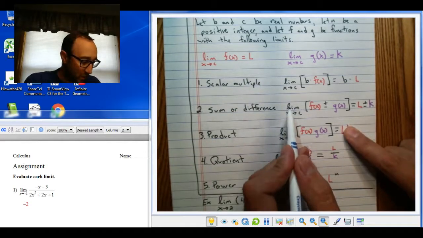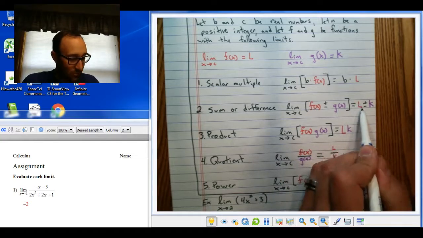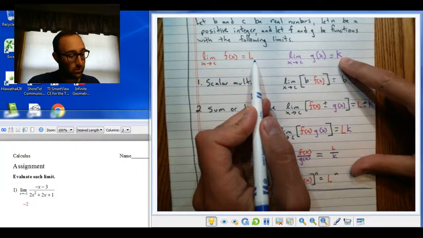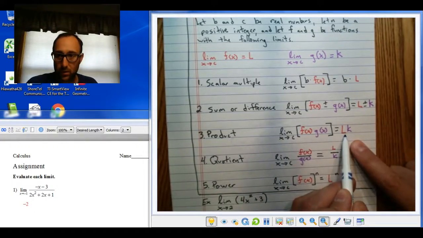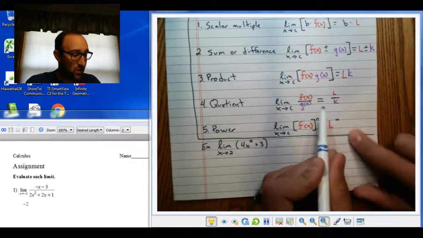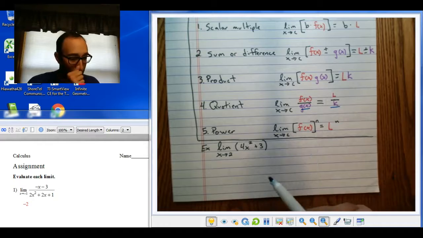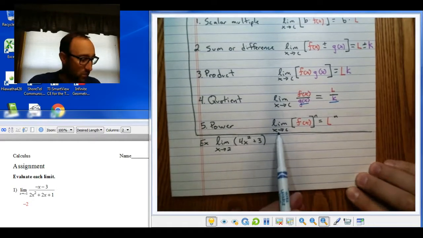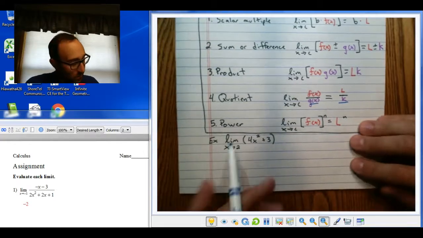Some are different. The limit as x approaches c of f of x plus or minus g of x is going to be L plus or minus k. So if I'm adding the functions, I can just add their limits. Product: if I'm multiplying the functions, I can just multiply their limits. For quotient, as x approaches c, if I'm dividing them, this works out as long as k is not 0. Alright? There we go. And then the last one, power: as x approaches c, f of x to the n is just going to be the limit to the nth power. Alright, so here's one example.